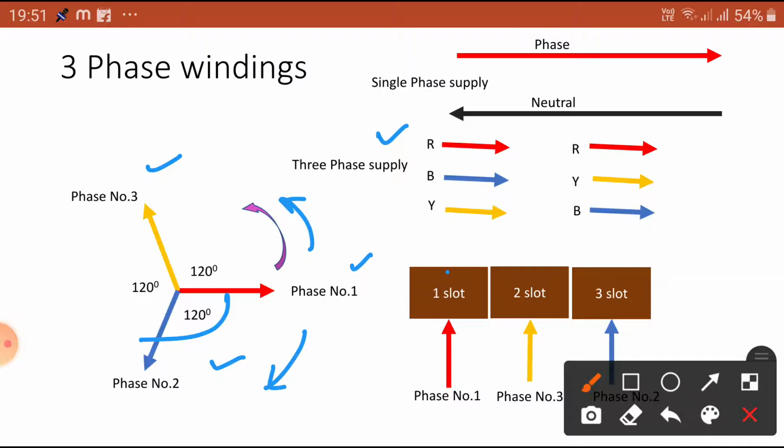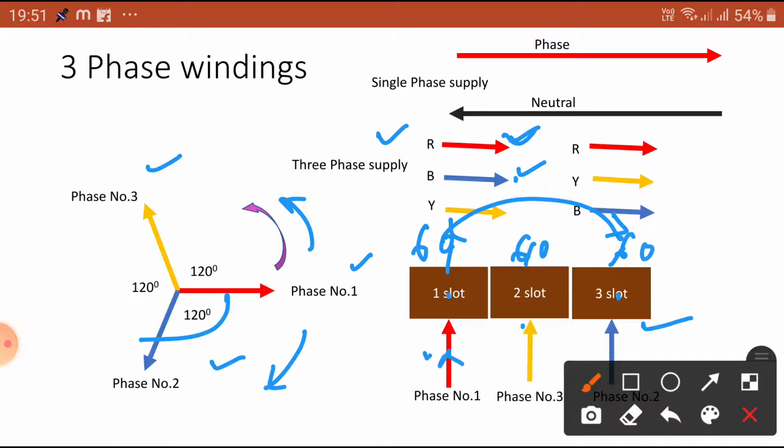So, instead of slot 1, slot 2, slot 3, here we are going to place the R phase, and the B phase, instead of the second slot, you can place in this third slot. That means 60 degrees, 60 degrees and 60 degrees. So, what is the phase displacement between R and B? It is 60 plus 60, 120 degrees. We arrived at that such that we are going to connect the current direction in this direction, and in this case the current direction is reversed, such that we are going to implement it in 3-phase windings.